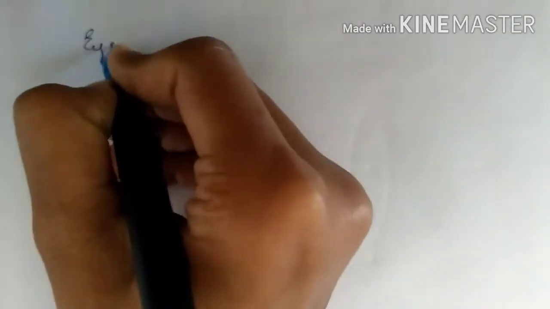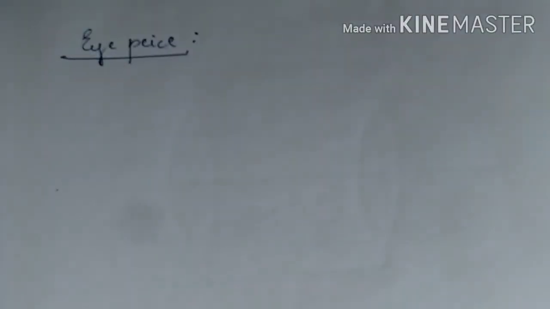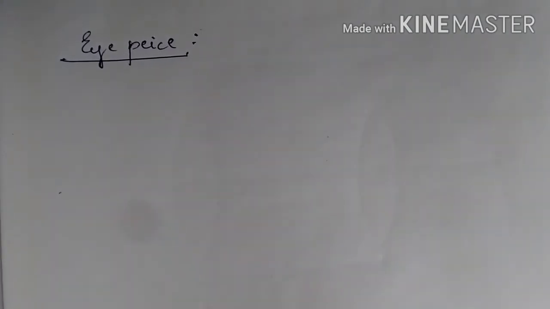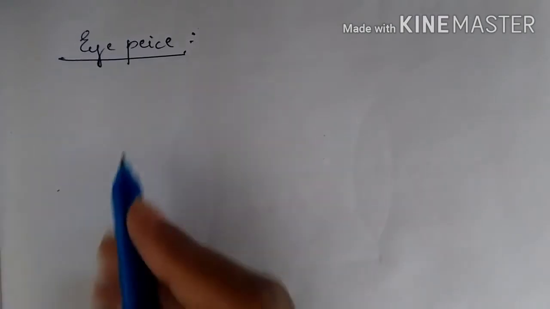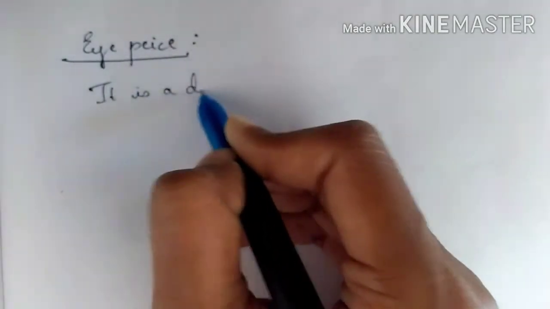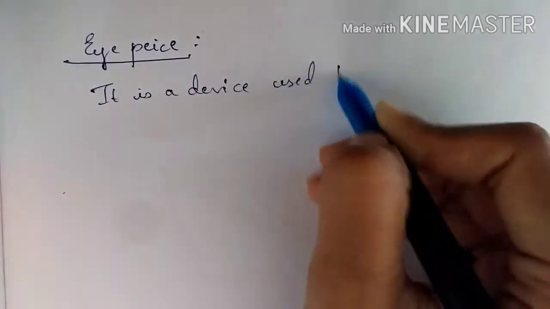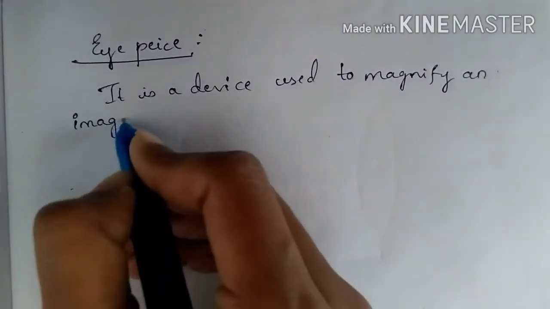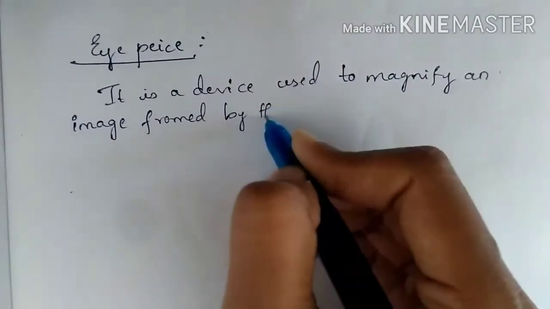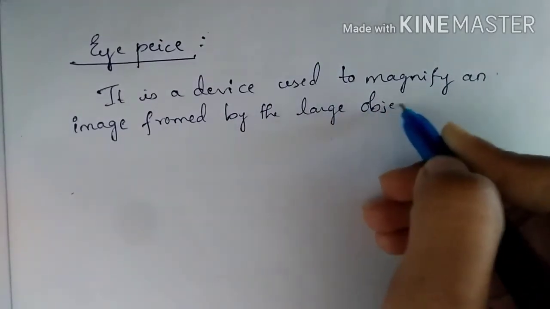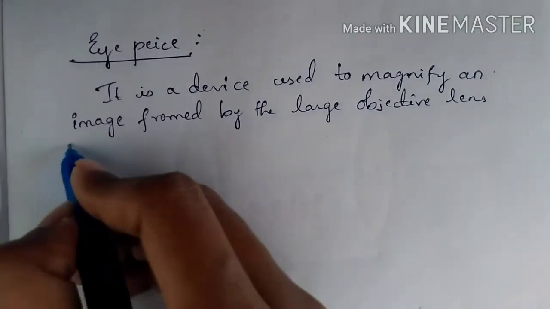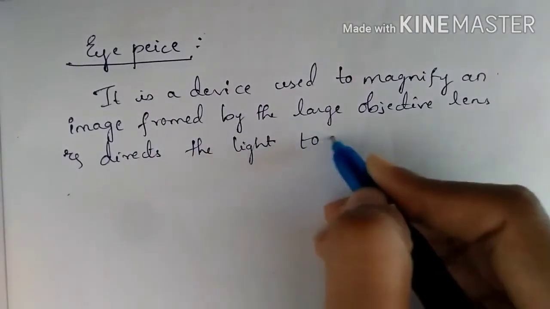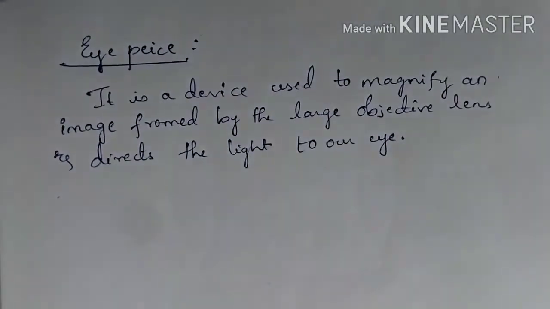Now what is an eyepiece? By definition, an eyepiece is a device used to magnify an image formed by the large objective lens and directs the light to our eye. So this is what the eyepiece is.